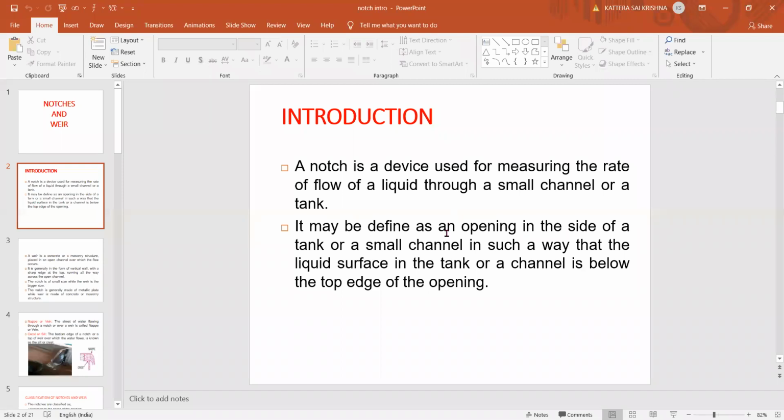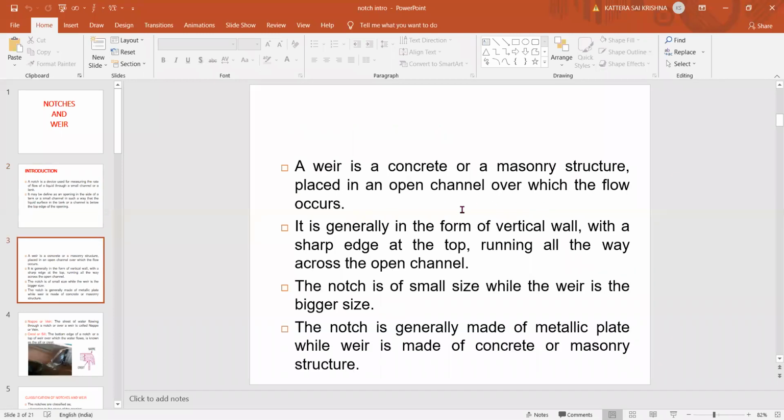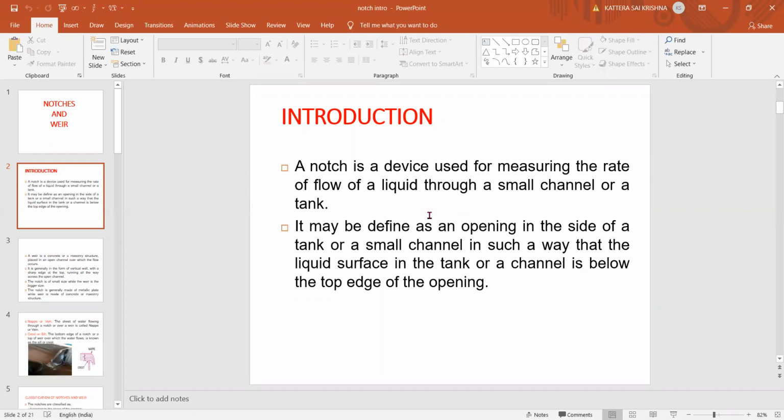In the venturimeter and orifice meter, we had closed pipes, so in closed pipes we found the area of discharge. But coming to notches, for example, if you see canals, they will be open at the top surface. So there, how are you going to find the discharge? In those cases, we find the discharge by using the notch as well as the weir.